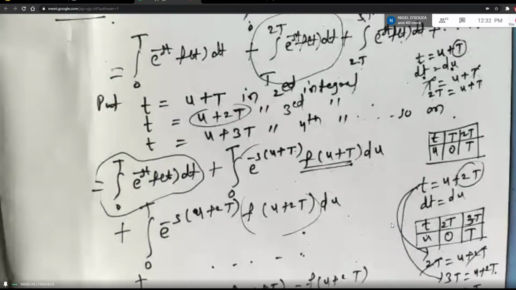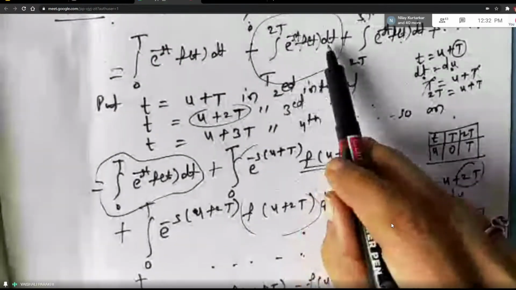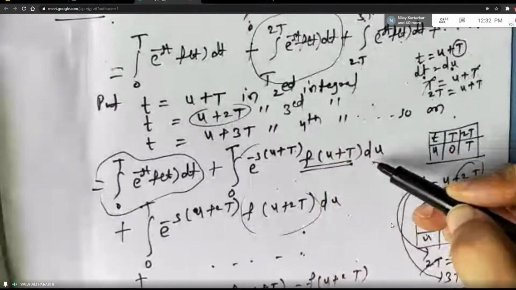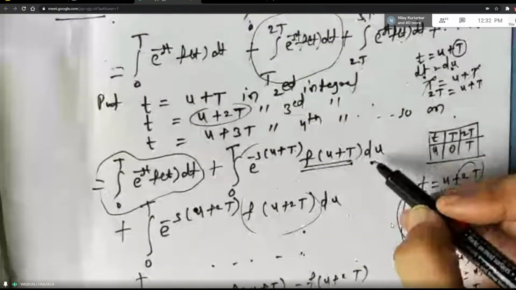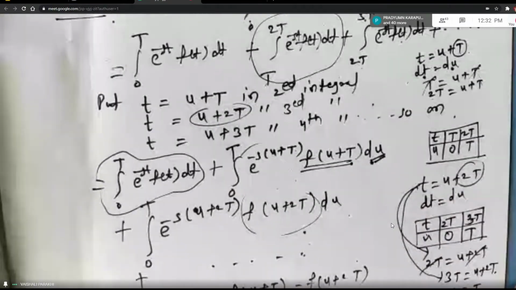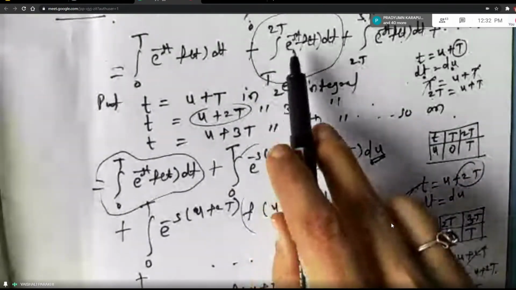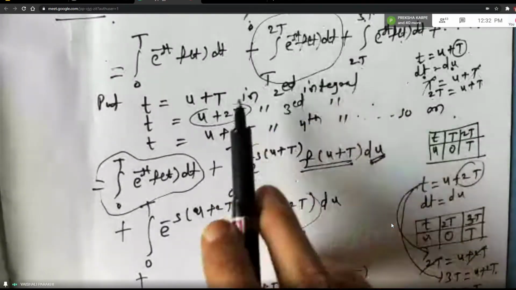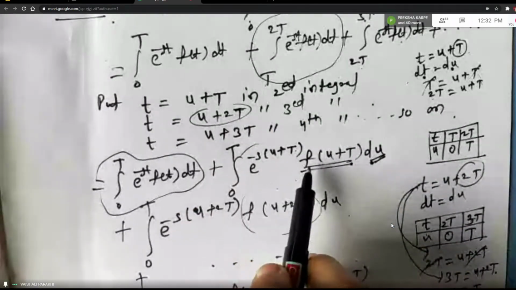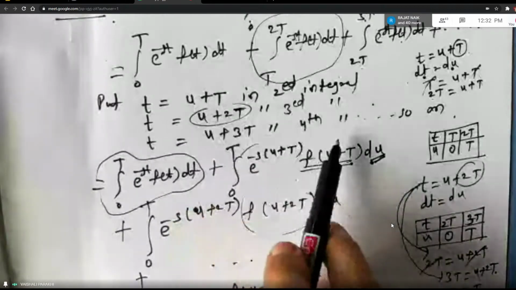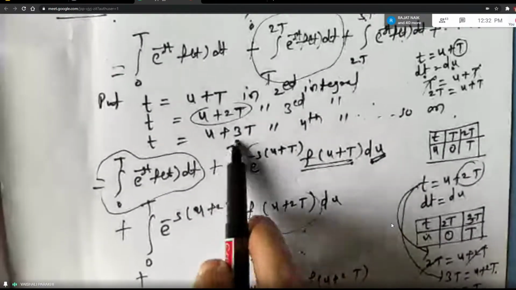Period of the function. So wherever there is dt, I'll be writing du there. So all of you understood from where this du came? Okay. Now, e raised to minus st, t is u plus t, f of t. T is u plus t. What will happen with the limits, students?